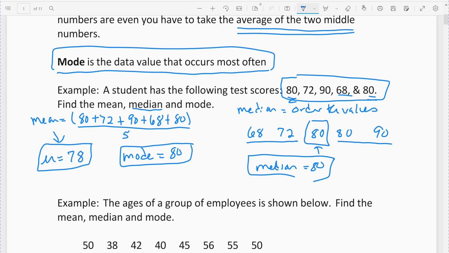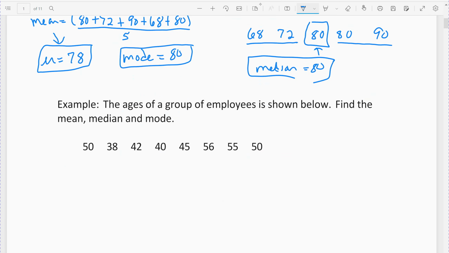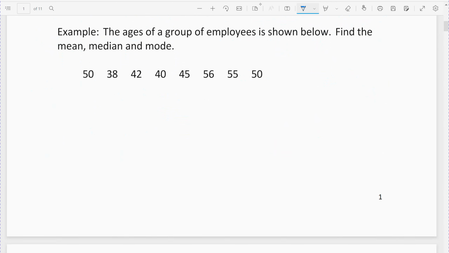So now when we have an even set of numbers, we have the following ages of employees shown below. So those are the ages listed of my employees, of an employee set. Find the mean, median, and mode. Again, we'll start with the mean, which would be the average age. Remember the mean is the sum of all of the x values divided by n.